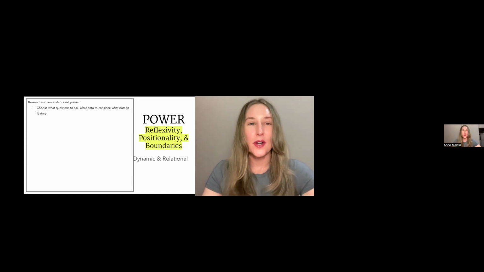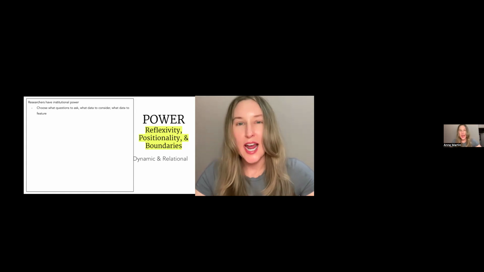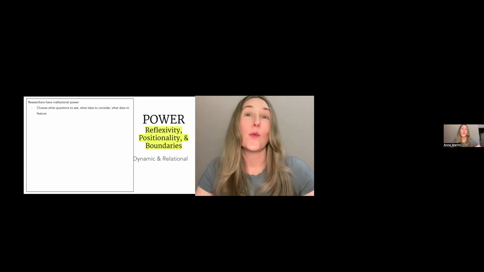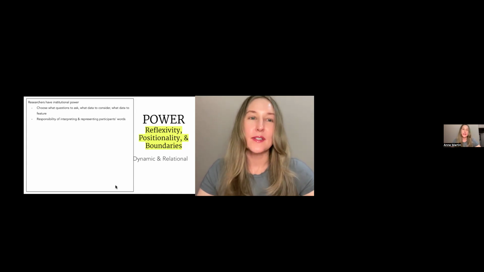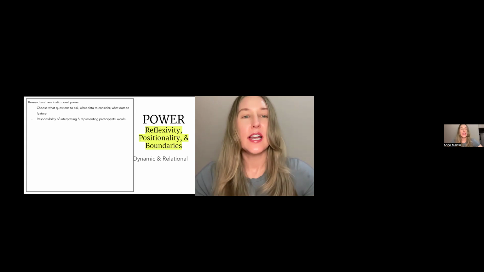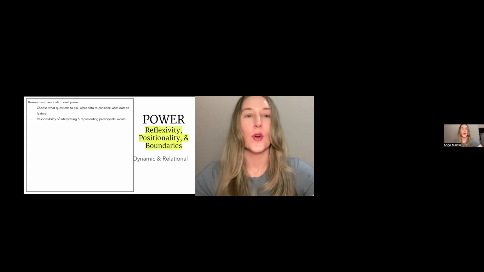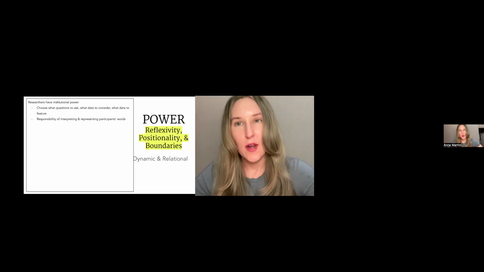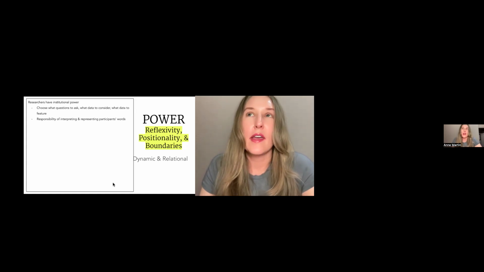So all researchers, even grad students, have an element of institutional power because we are choosing what questions to ask, what data we're going to consider, and what data to feature in our written reports. Also, what participants are included, what participants are not included, what voices we highlight. There's so many different choices that we make as researchers that are filled with power. So in understanding that, it's important for us to come to our work with a responsibility and understand the responsibility that we hold in interpreting and representing participants' words in a way that is honoring.